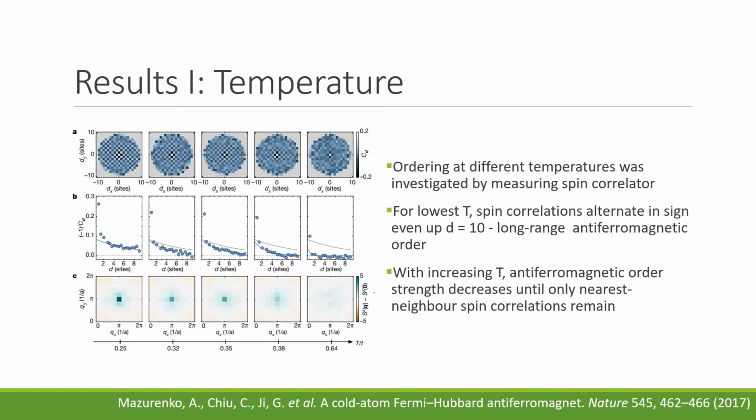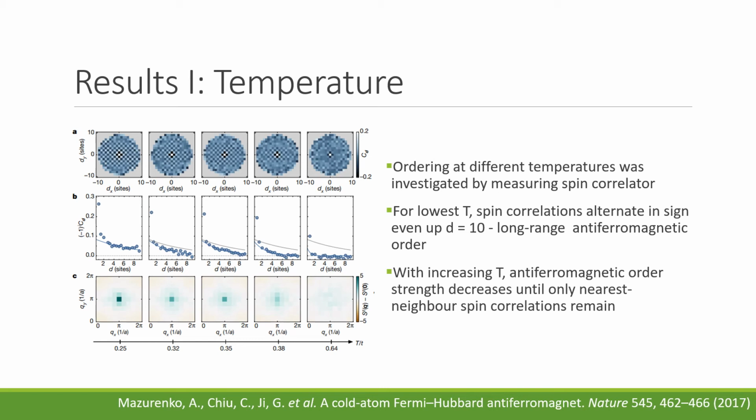The spin correlator was determined by averaging over many independent experiments. What the spin correlator does is compare the number of parallel and anti-parallel spin orientations on two sites separated by a distance d, and is positive if parallel spin orientations are preferred, and negative if anti-parallel spin orientations are preferred. We can see in section A of the figure at the top there that for the lowest temperatures, spin correlations across the entire disk alternate in sign even up to the largest distance of d equals 10. So we've got this checkerboard effect over the whole system, which is expected for a state with long-range antiferromagnetic order, as it's alternating in sign across the entire sample.